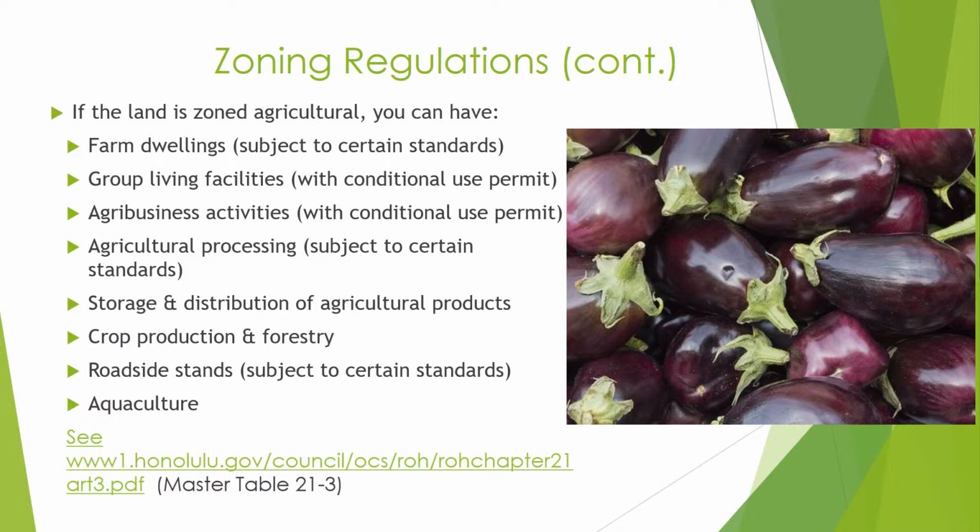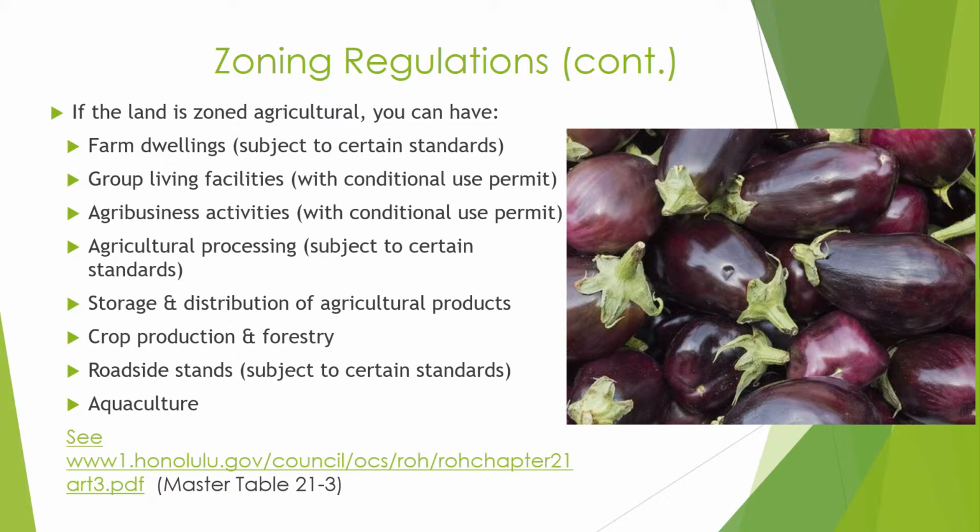So if land is zoned for agriculture, typically these are the type of activities you can do. Farm dwellings, okay, so there are restrictions on the type of farm dwellings that you can have. Farm dwelling meaning places to operate or even places to live. So the number of structures is limited, the size of the structures are limited.